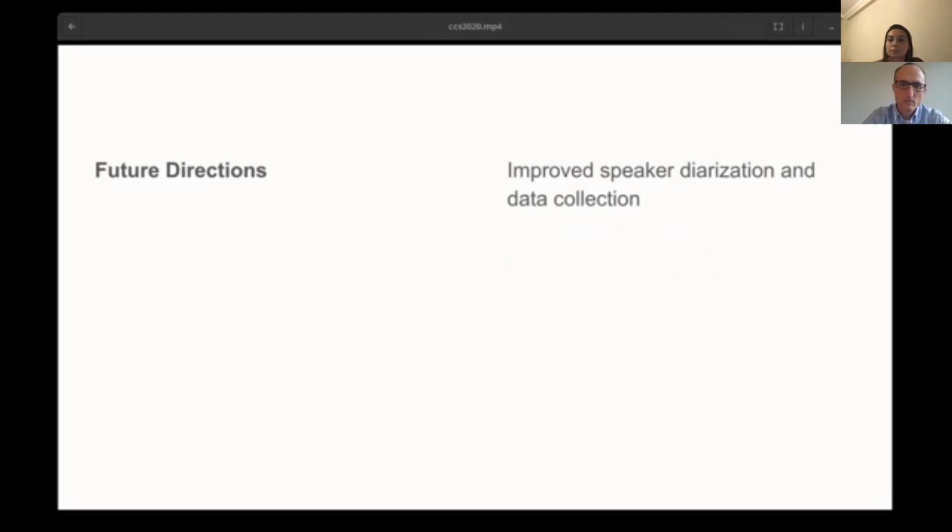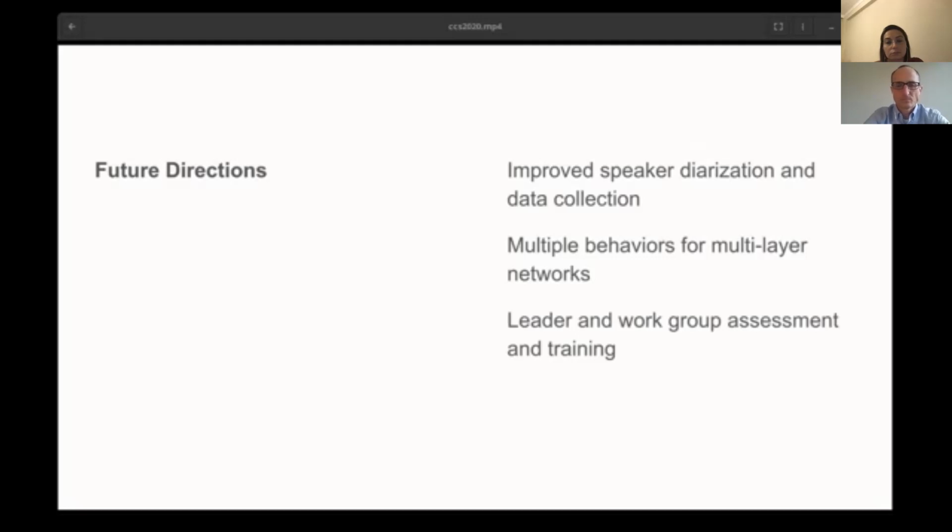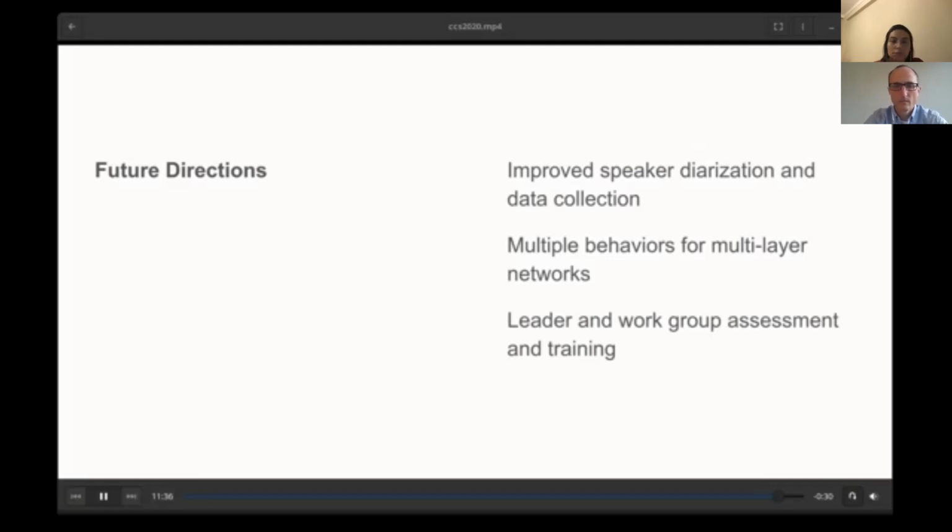So for future directions, we're working on improving diarization techniques from an algorithmic perspective, as well as improving our data collection so that we can get better data for human coders. We're also looking at ways that we can use multiple networks of different kinds of behaviors to get a more complete picture of what's going on in the group.